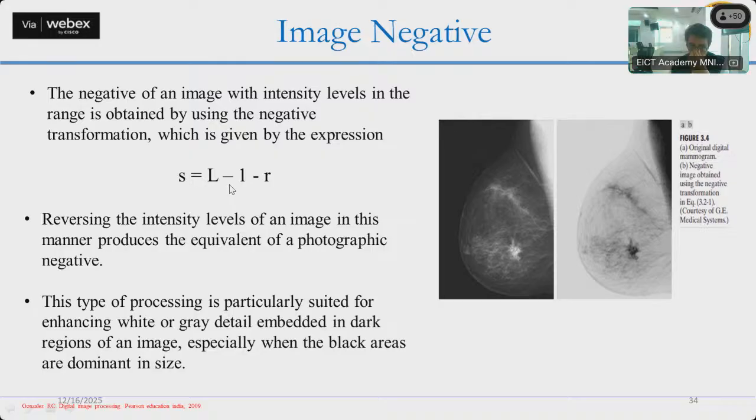So L, what do we say? L is basically the total number of levels. For example, when we are taking 8-bit, it is 256, right? Total number of levels 256, from 0 to 255, minus 1 minus r. So this is how we calculate the negative of an image. It requires the initial pixel value and the maxima value.